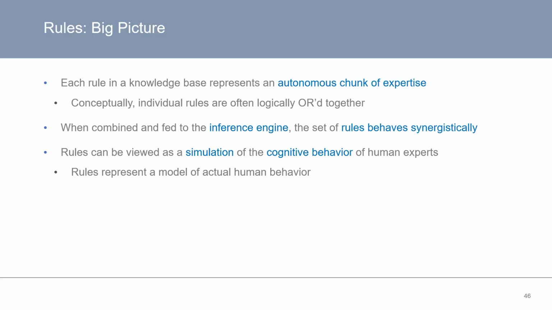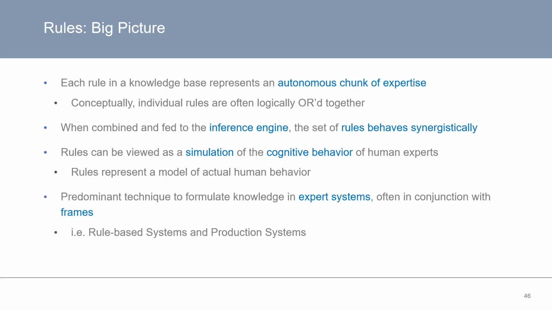The use of rules can be viewed as a simulation of the cognitive behavior of human experts. As such, they are the predominantly used technique to formulate knowledge in expert systems, in particular rule-based expert systems and production systems. And furthermore, they're often used in conjunction with frames in the construction of expert systems. We'll go into rule-based and other expert systems further in other lectures.